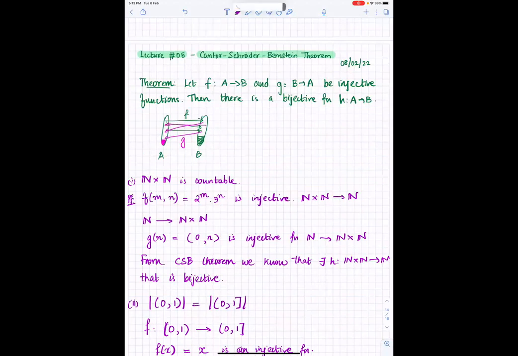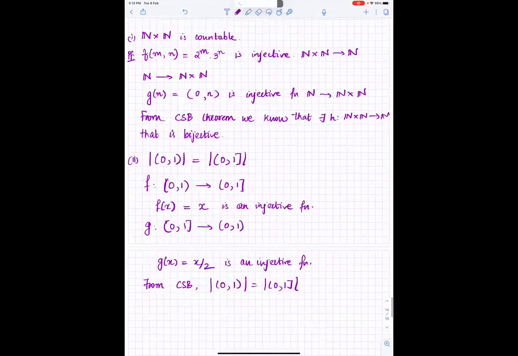With the function g of x equal to x by 2 from the closed interval 0 to 1 to the open interval 0 to 1, we can directly claim that there is a bijection, right? Because every element is mapped. 0 is open and 1 is closed. So 1 will be mapped to 0.5, and all the other things will have one mapping each. So as a result, it is already bijective, irrespective of this theorem.